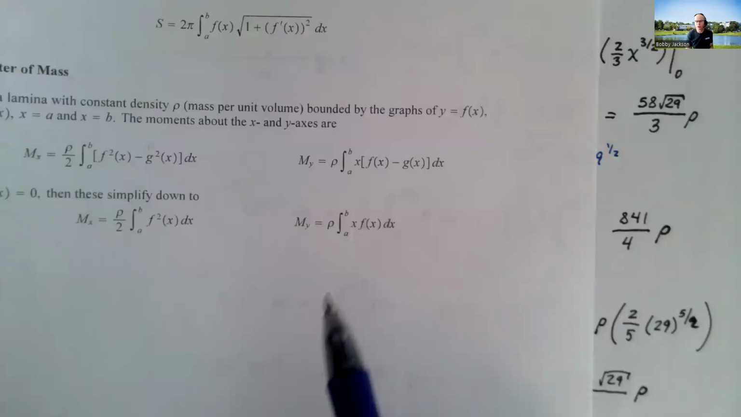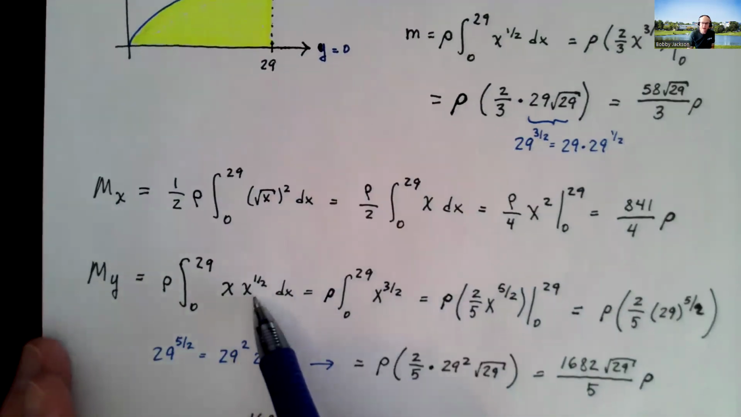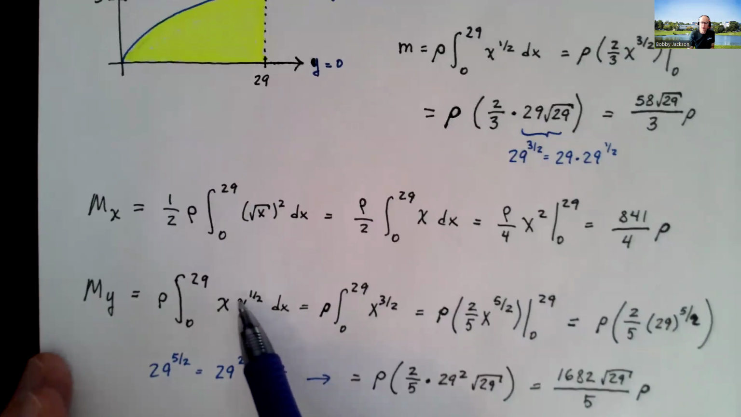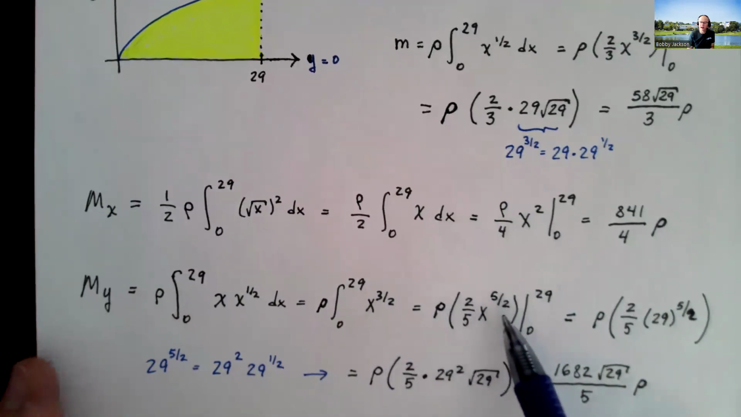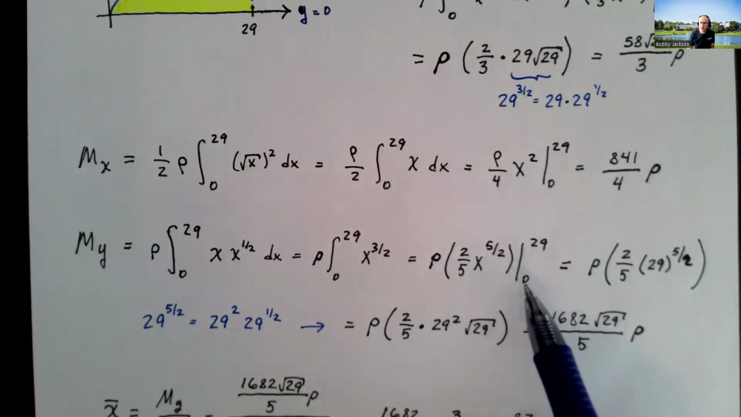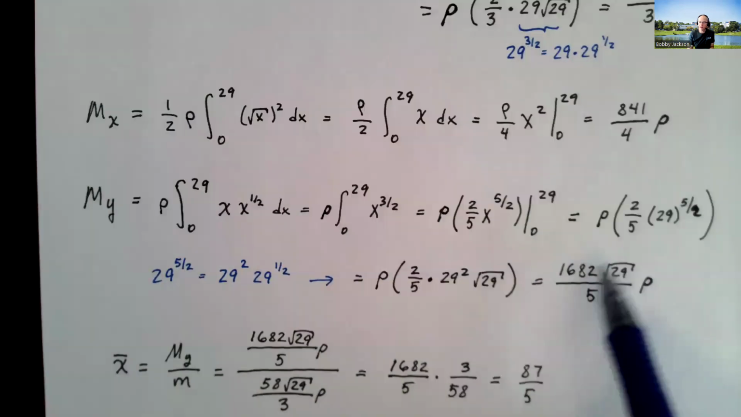We derived these formulas in class. So x times, in this case, the top function f of x, x to the 1/2. Again, adding exponents like we were just talking about, we get x to the 3/2. Antiderivative of that is 2/5 x to the 5/2. Plug in 29.